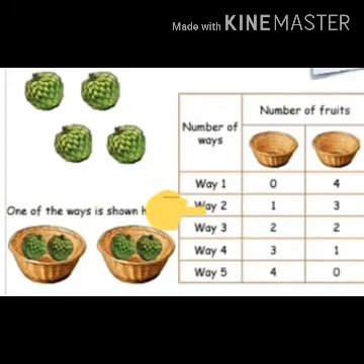Next, way 2. The first basket is filled with 1 custard apple and the remaining 3 custard apples are kept in the second basket. So, the number is 1 and 3. Therefore, totally 4 custard apples.